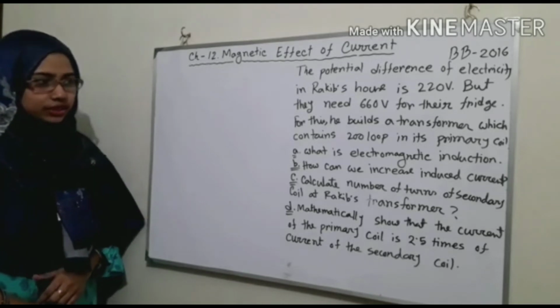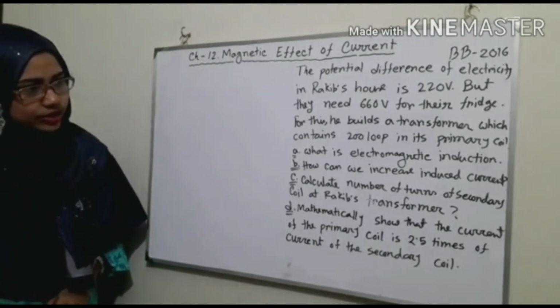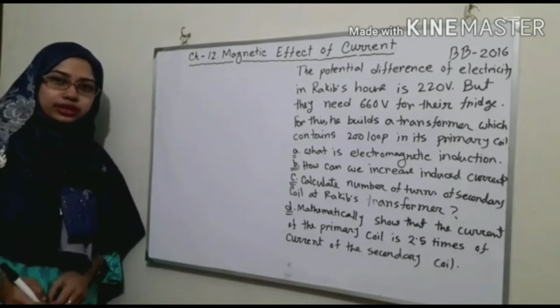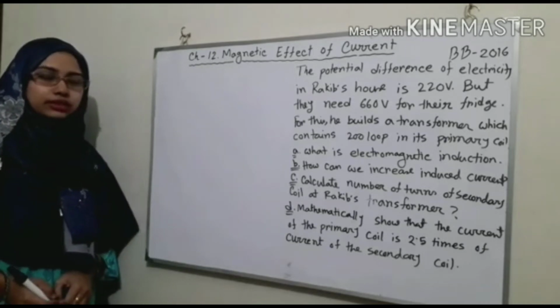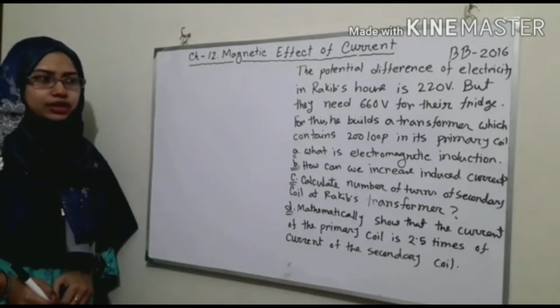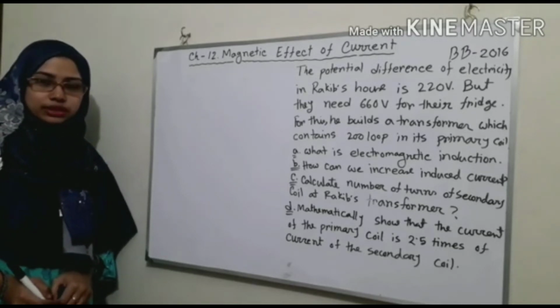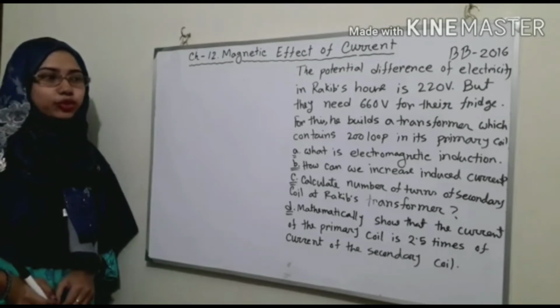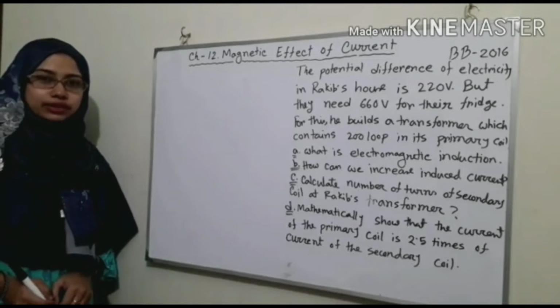In the next question it is said, how can we increase the induced current? There are lots of ways we can increase the induced current: by increasing the number of turns in the circuit. We can also increase it by using a strong magnet and changing the magnetic field. Those are the processes for increasing the induced current.